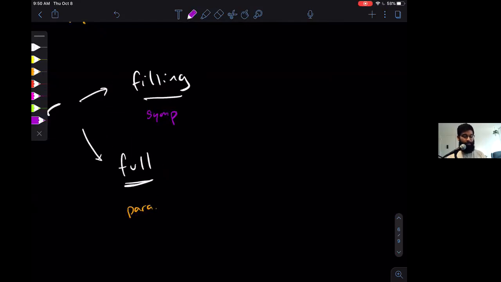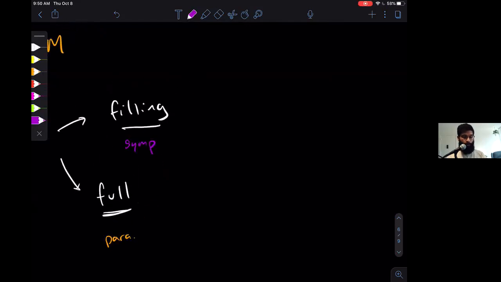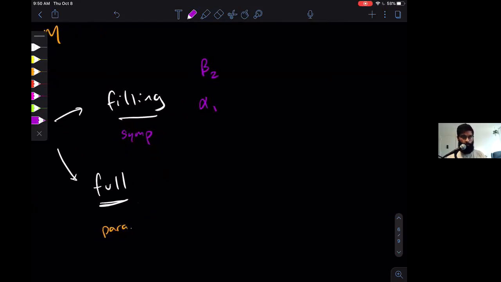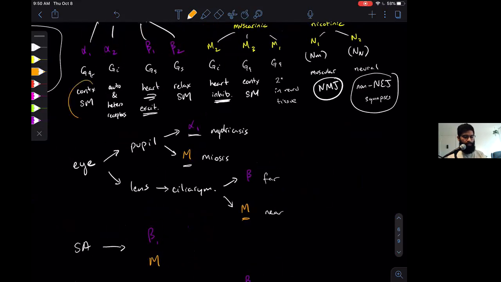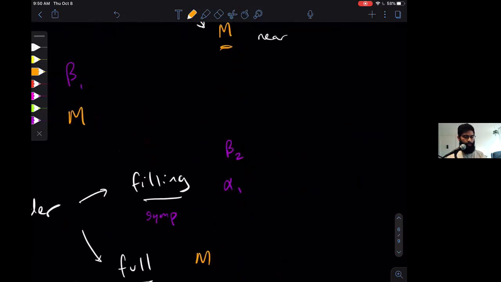All right. And this is mediated by both beta 2 and alpha 1 receptors. And emptying, aka getting rid of everything, is going to be muscarinic receptors. So how does this work? Because we said alpha 1, what does alpha 1 do? Alpha 1 contracts smooth muscle. Okay, so we're going to have some smooth muscle contraction here.